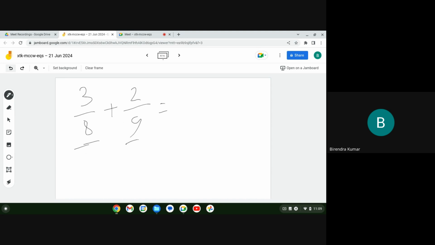What I'll do is first look at the denominators. This has 8, this has 9. So I look at both the denominators and find out the LCM for this. LCM is the lowest common multiple. And there's nothing common here. So I will say, okay, fine. 8 ones are 8, and then I have a 9. 9 ones are 9. My LCM is 8 into 9, 72. I got my LCM. Wonderful.